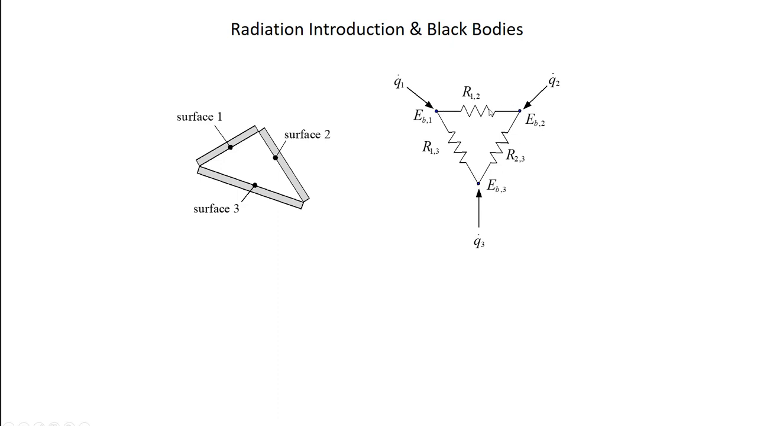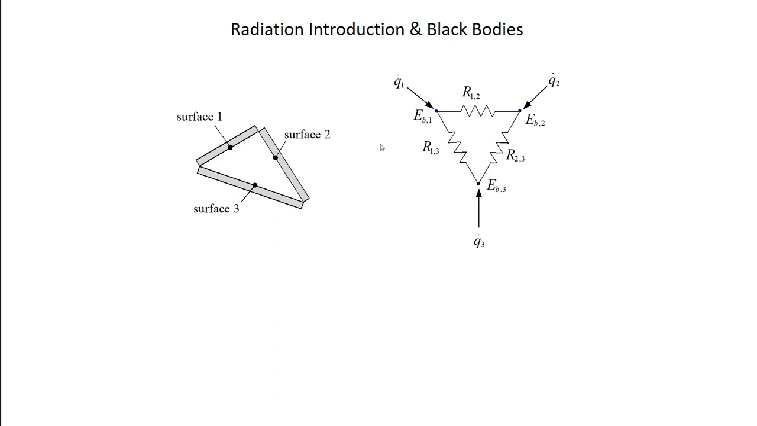And then each node has some boundary condition, right? So there's a radiation heat transfer to surface 1. This would be Q dot 1. This would be the net radiation heat transfer leaving surface 1 and going off and hitting the other surfaces. Same thing for Q dot 2, same thing for Q dot 3. So this is kind of our visual way of dealing with surfaces, with black body radiation heat transfer problems.